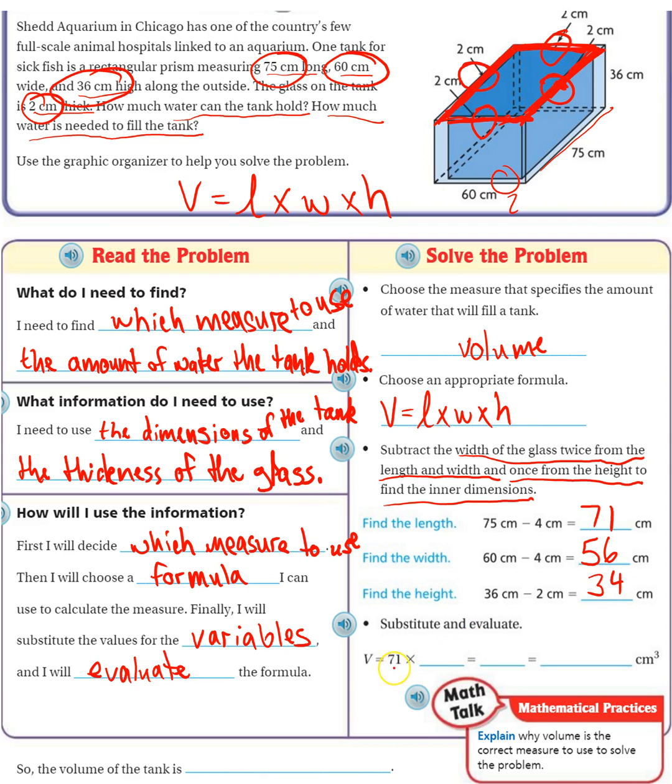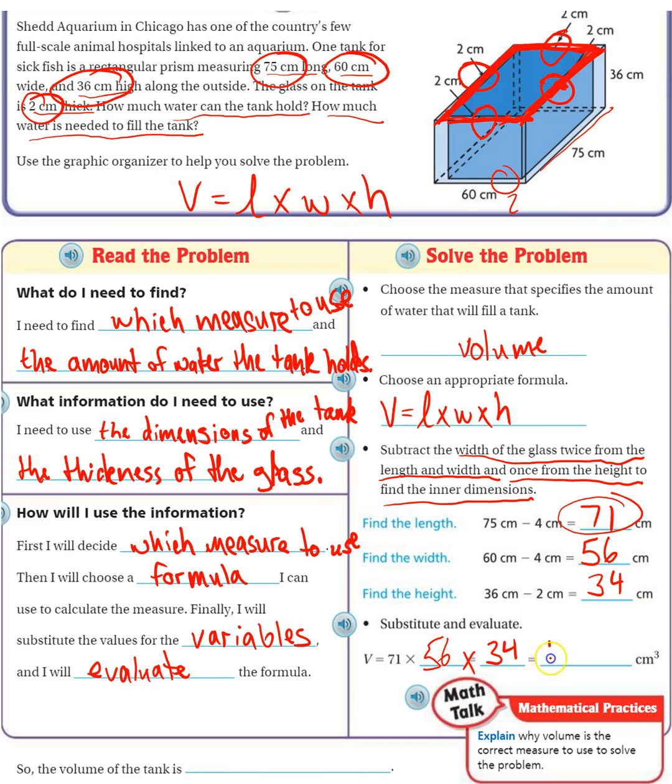Substitute and evaluate. So we have 71 times 56. And then, why do they have the equals there? That should be a times sign. There should be another times sign. It's a typo in the textbook, or at least in my textbook. Maybe they fixed it for yours. Okay, times 34. All right. You can use a calculator for this. I'm okay with that.